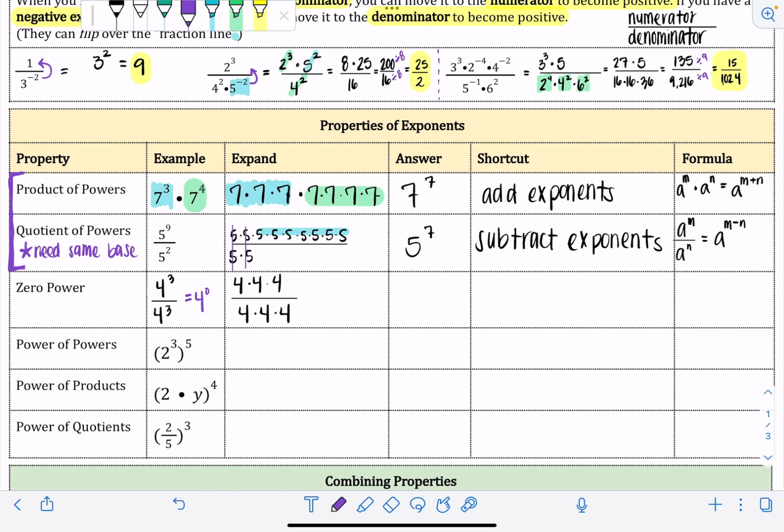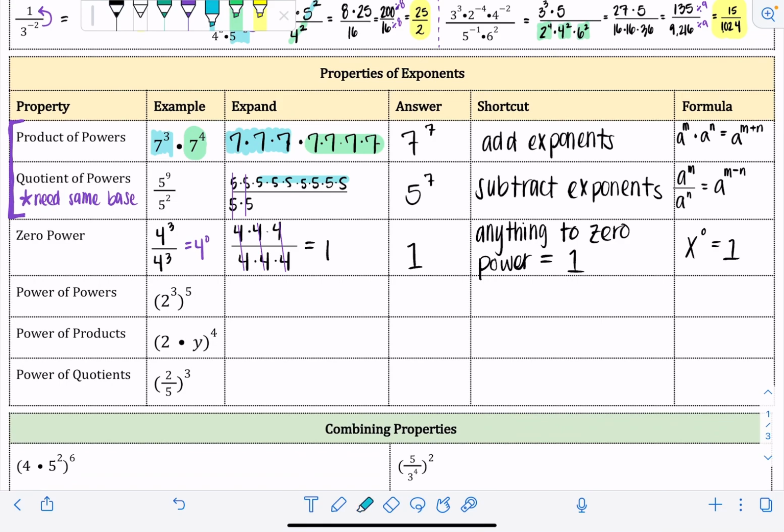If I were to expand it, 4 divided by 4 cancels, another 4 divided by 4 cancels, and the third 4 divided by 4 cancels. So when everything cancels, I'm just left with 1. So my answer to 4 to the 0 power is just 1, and it's kind of weird, but that's always the case. So anything to the 0 power is always 1. And then our little formula is just going to be x to the 0 power equals 1.